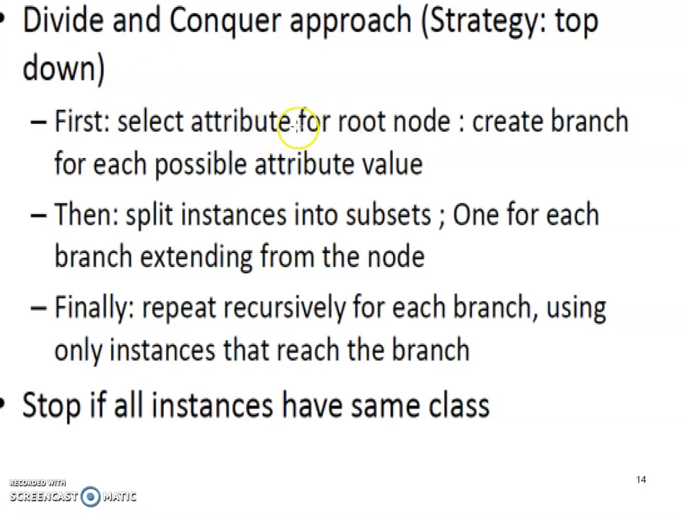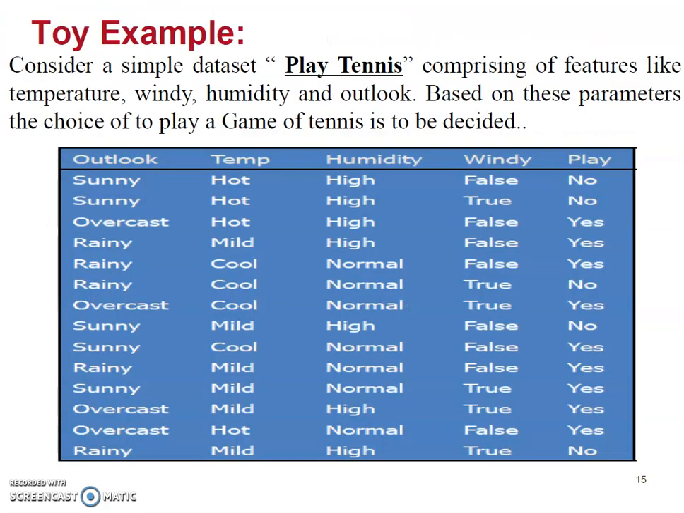So we start with the root node and then we try to create branches. So which variable will we take for splitting? How to decide on that? We will make use of information gain and entropy. So once we split the instances into subsets, we repeat. We repeat until all instances have the same class. We will expand on this further.